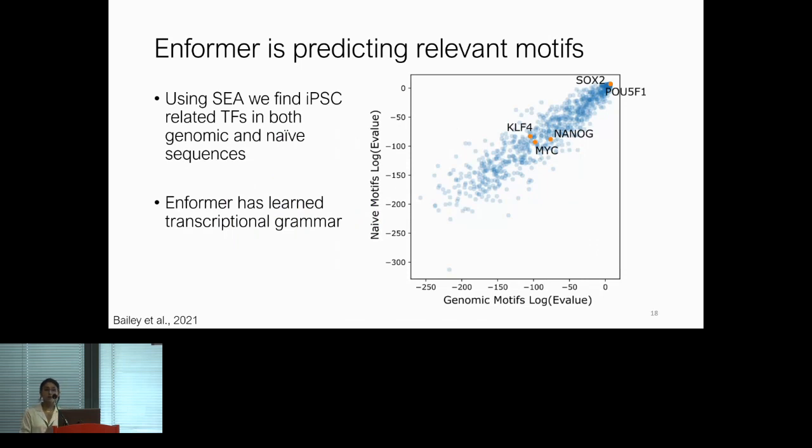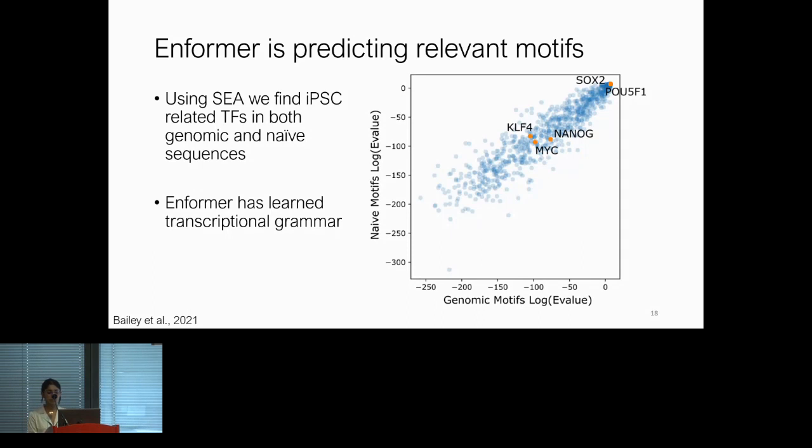We can also look at the sequences: is Informer learning and predicting relevant motifs? As a validation for Informer, and to show that the naive DNA wasn't just some sort of memory of Informer, we used simple enrichment analysis to find iPSC-related transcription factors in both these genomic and naive sequences. From this plot, on the x-axis, you can see the log E value for the genomic motifs, and on the y-axis for those naive motifs.